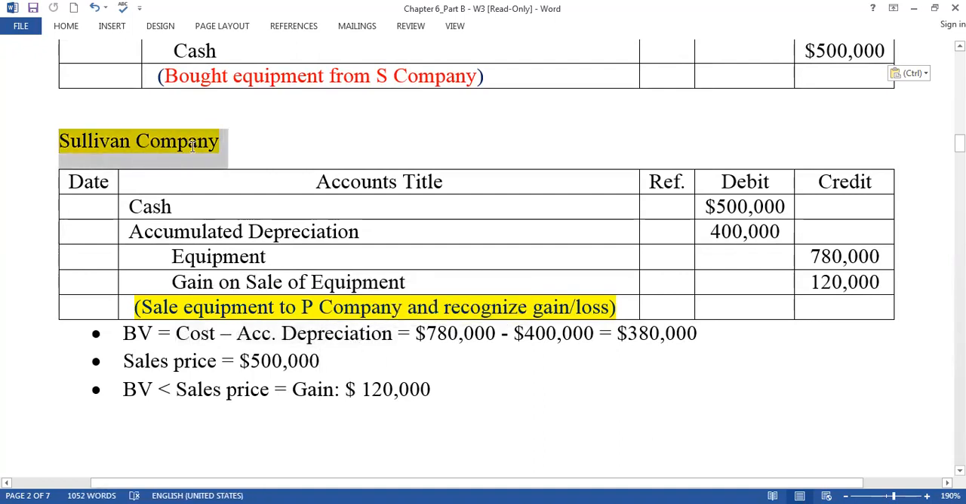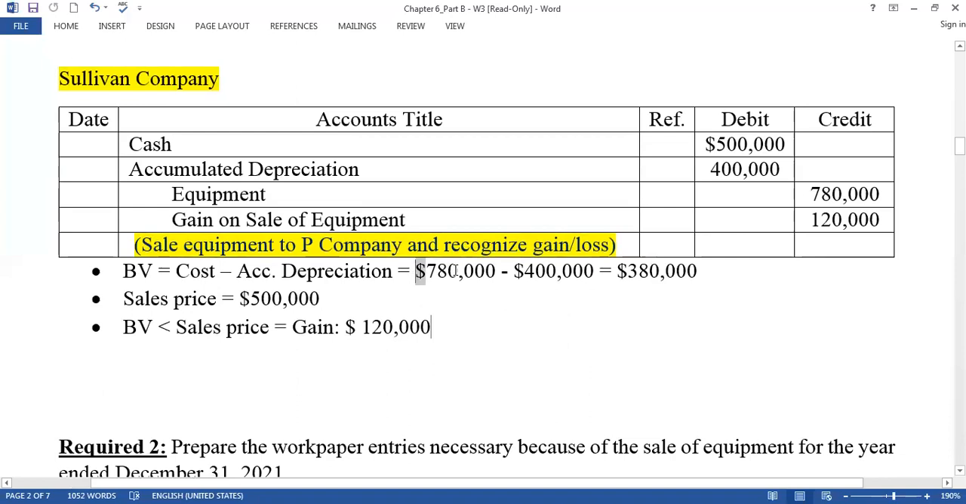So it is a subsidiary account. The original cost was $780,000 minus accumulated depreciation $400,000. So the book value is $380,000. Whenever you are going to sell your asset, it means that you are going to sell the cost price and you are going to close the accumulated depreciation. So book value is $380,000, but from the parent, the subsidiary company receives $500,000. They receive more money than the carrying value of the asset, so they have a gain.